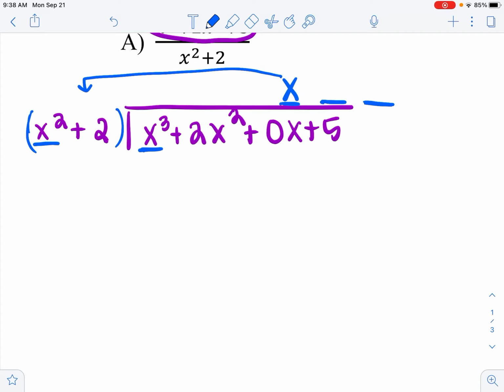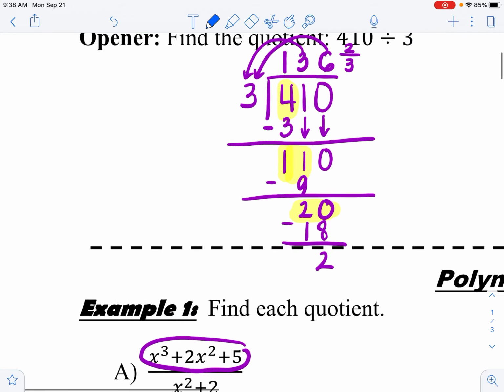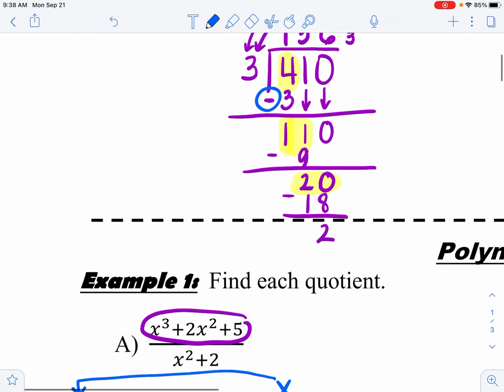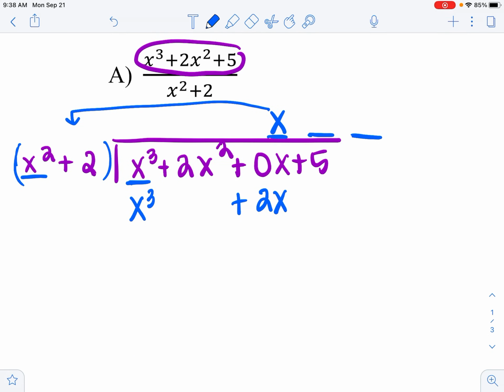Okay? So I have x times x squared, which is x cubed, and I'm going to write that underneath my x cubed. X times 2, which is 2x. Don't write that underneath your square. Write that under your x. All right, recall from here, as soon as I wrote something down, I then subtracted it. Now I have to subtract everything. So I like to put it in parentheses and say, remember to subtract everything.